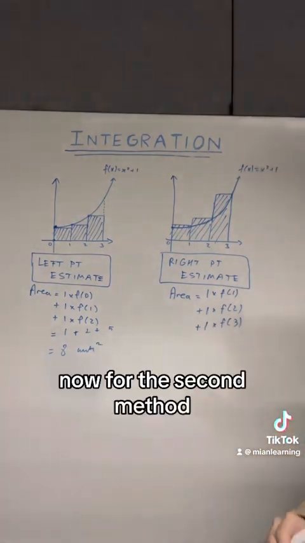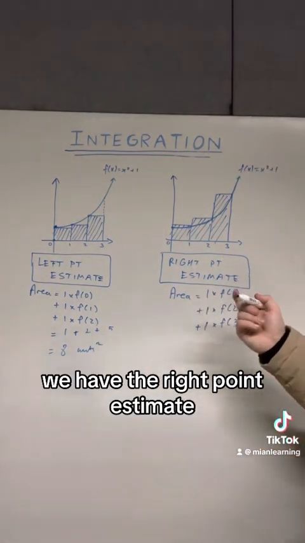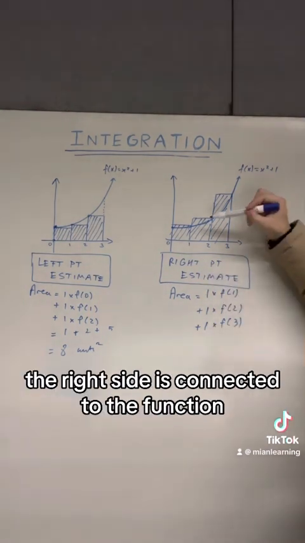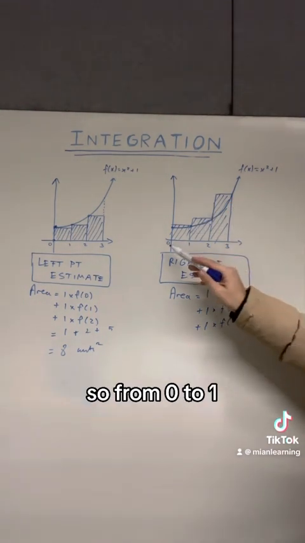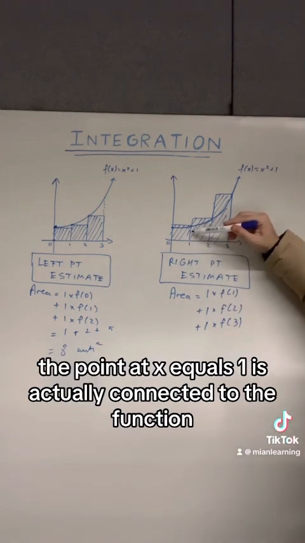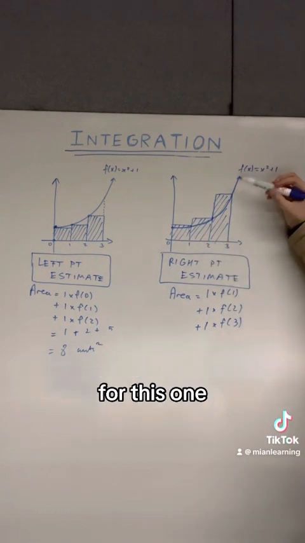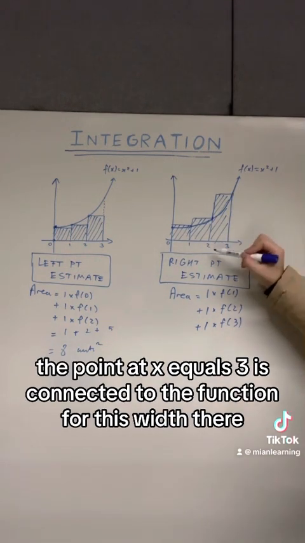Okay? Now, for the second method, we have the right point estimate, and you can see it's exactly the same method, except for each of the rectangles, the right side is connected to the function. So from 0 to 1, the point at x equals 1 is connected to the function. The point at x equals 2 is connected to the function for this one. The point at x equals 3 is connected to the function for this width there.